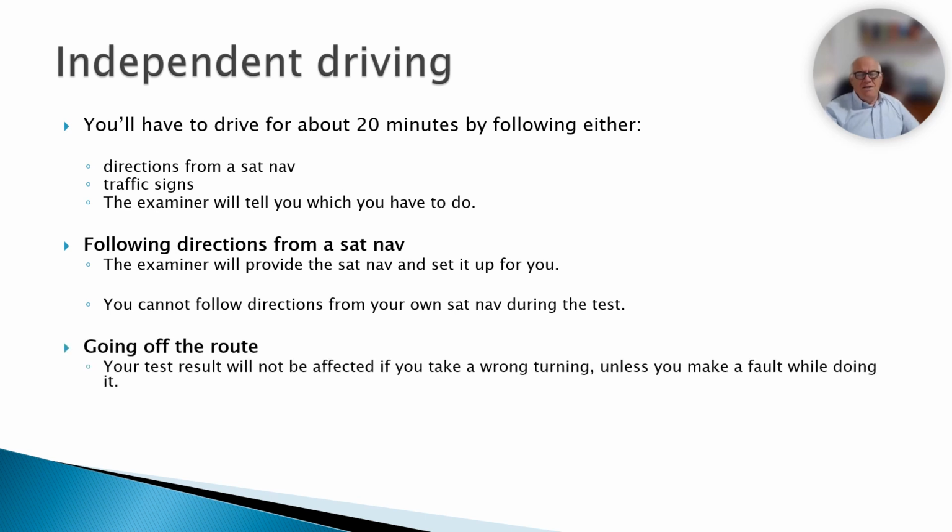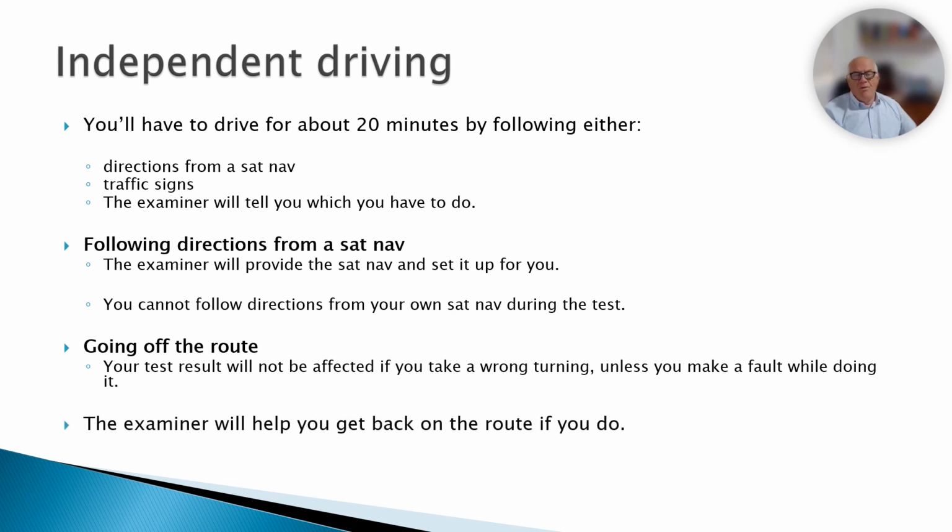And again, this is typical and same for learners really. Your test will not be affected if you take a wrong turning unless you make a fault while doing it. So basically, if you come off a roundabout, a wrong exit, as long as you do it correctly, mirrors, signal, position, etc., you're going to be fine. I tell this to my learners as well: if they're really not sure, just take an exit that they think is correct, but do it correctly. They will not fail the test for going in the wrong direction. The examiner will help them get back en route if you do.